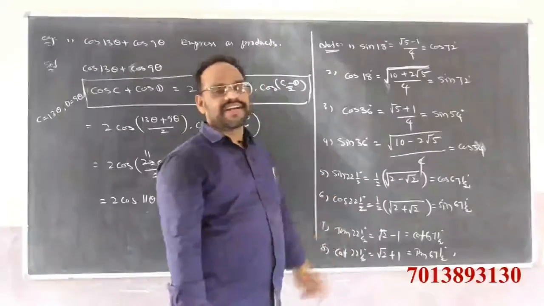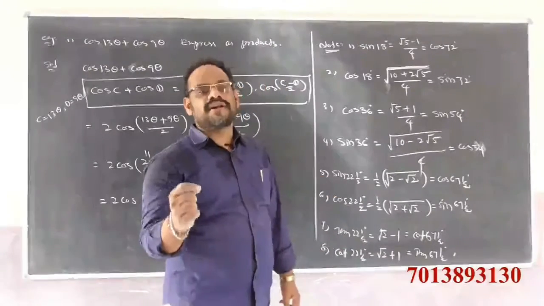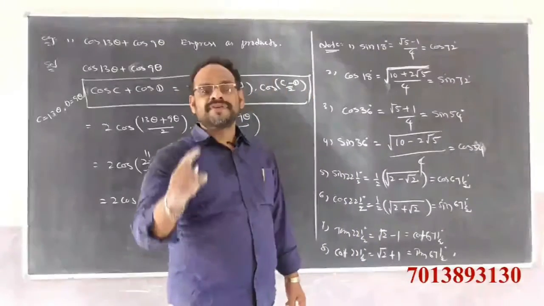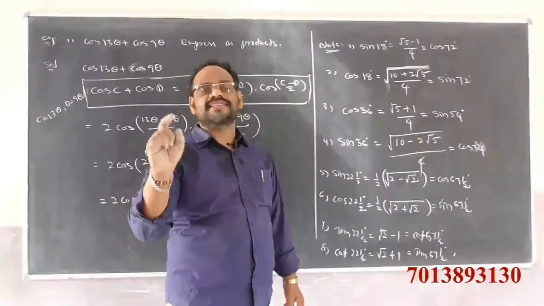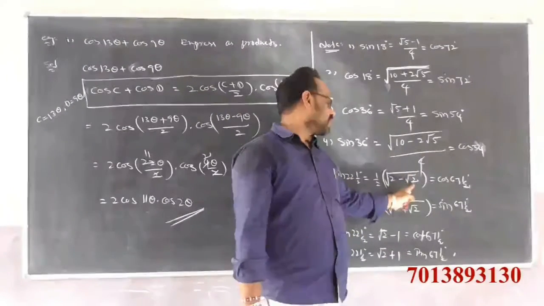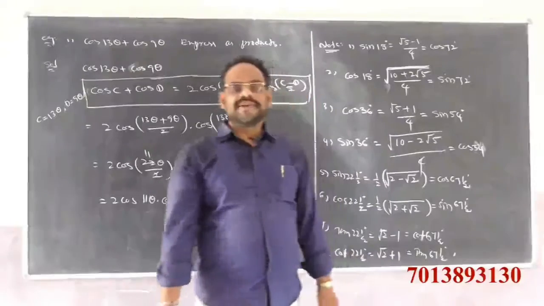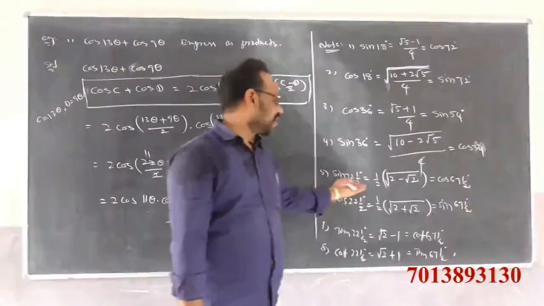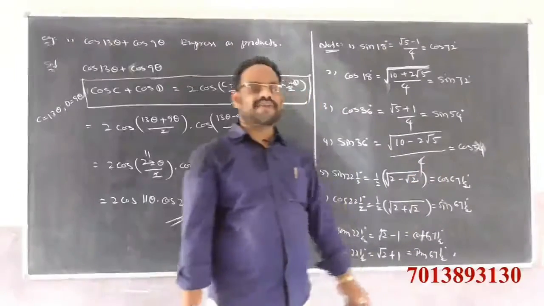Next, sin 22 and half. Sin 22 and half degrees is equal to 1 by 2 times square root of 2 minus square root of 2, which is nothing but cos 67 and half degrees. Sin 22 and half is nothing but cos 67 and half degrees.